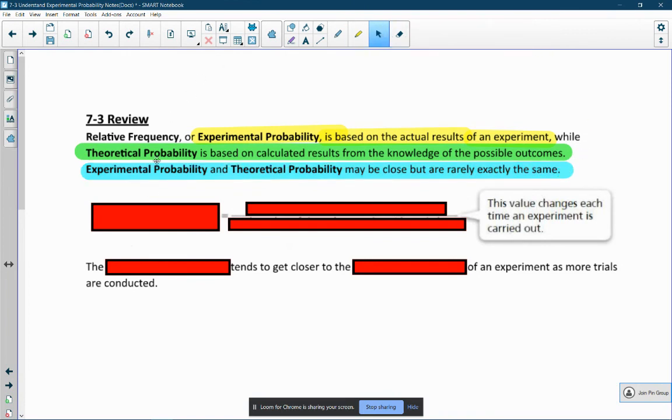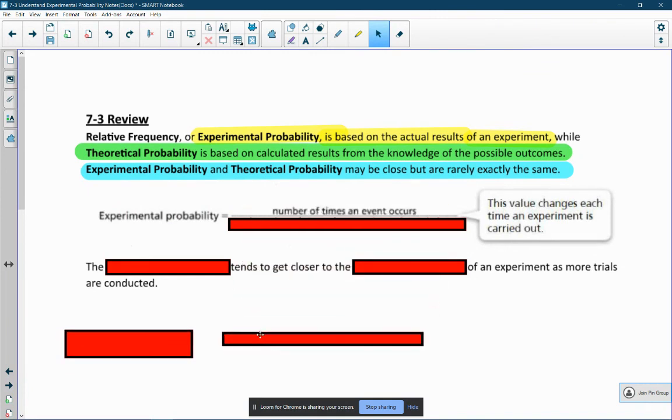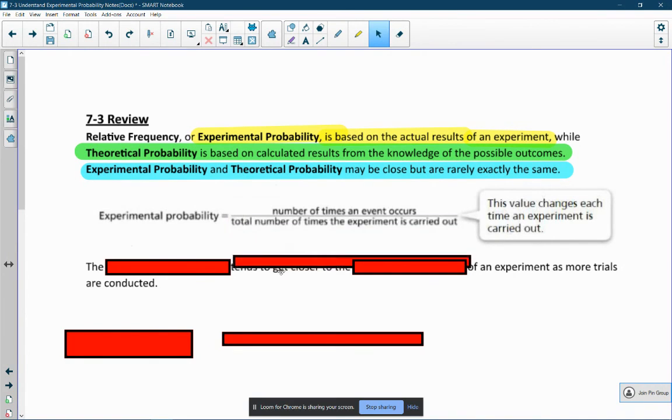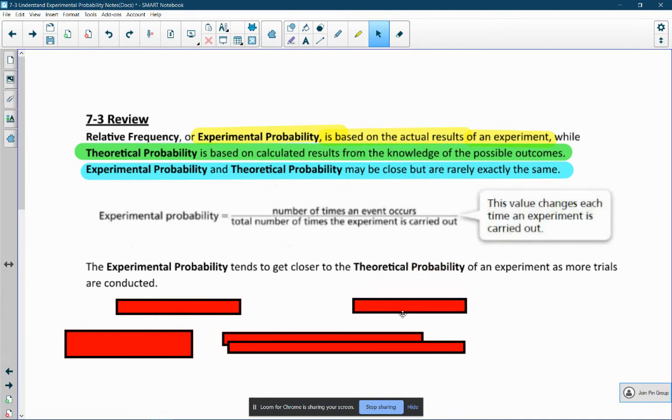So how do we find experimental probability? We take the number of times something happens, winners, how many times you land on blue, and you put that over the total number of times something happened. So in our case, we talked about spinners: how many times they land on red, how many times they spin it. So this experimental probability tends to get closer to the theoretical probability the more trials are conducted. So the more times you do something, the closer these things are going to get.